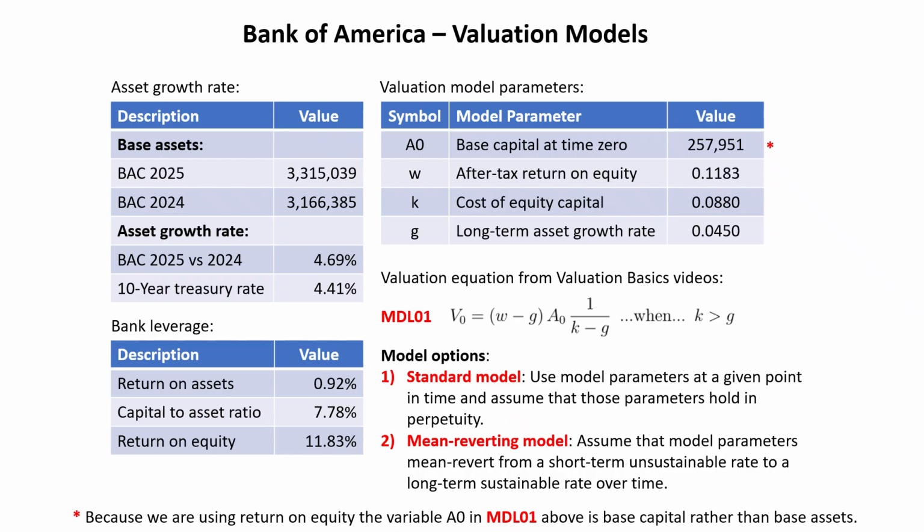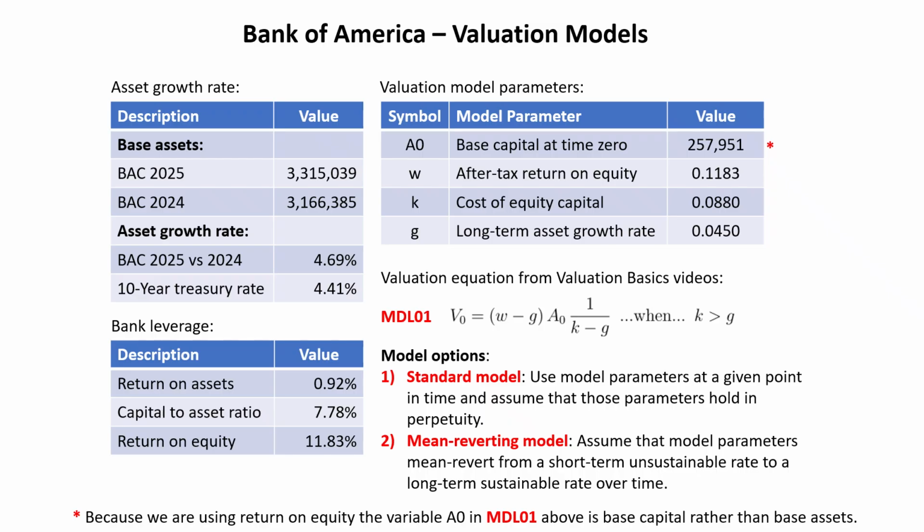made for you. So if you take a look at the valuation equation MDLO1, that was the valuation equation that we derived in the series on valuation basics. And basically what that says is the value, in this case, the value of Bank of America's common stock in total would be W minus G, where W is the after-tax return on equity, which is 11.83%, minus a growth rate, times my asset base, which was the 3315 number, times 1 over K minus G. K is the cost of capital, which we estimated to be 8.8%. And that's the base valuation equation for doing a quick and dirty valuation.